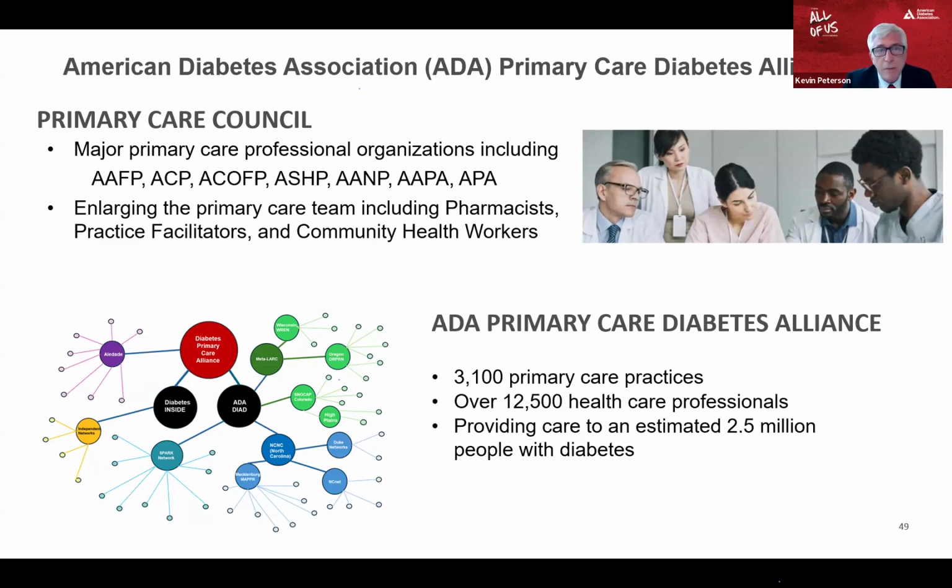Working directly with practices to support changes in their diabetes care workflow, the ADA recognizes early adopters and thought leaders in care who adopt evidence-based standards in their care delivery. We're working to provide a model for change that will speed the diffusion of innovation to primary care practices across the country.